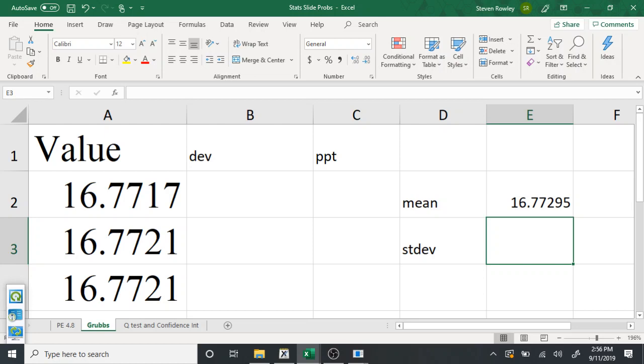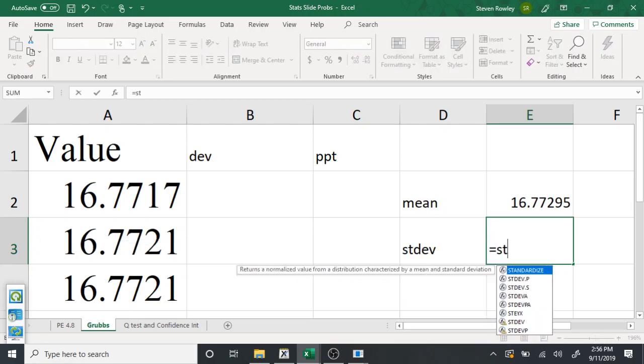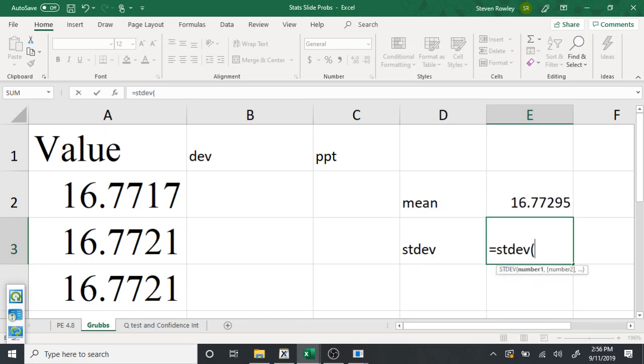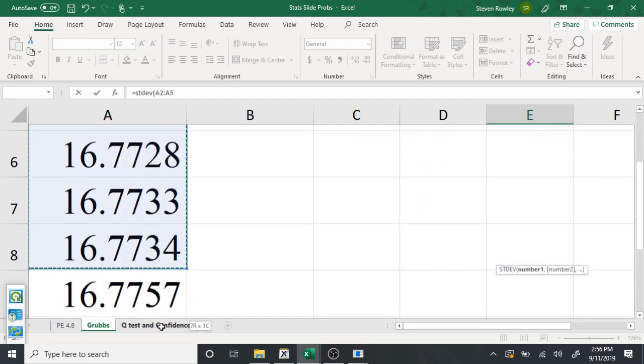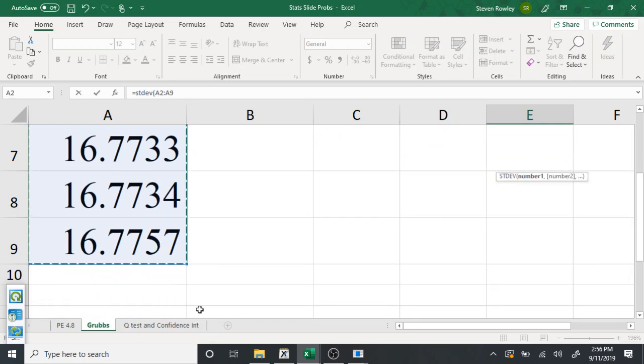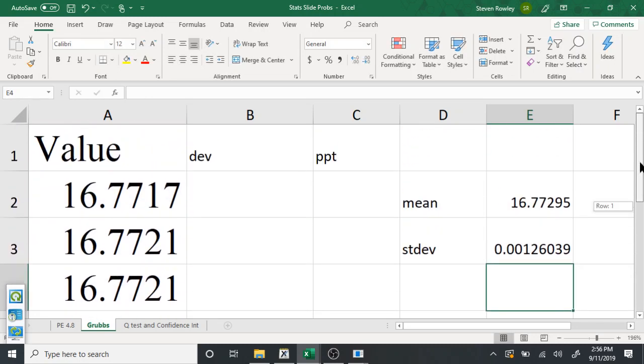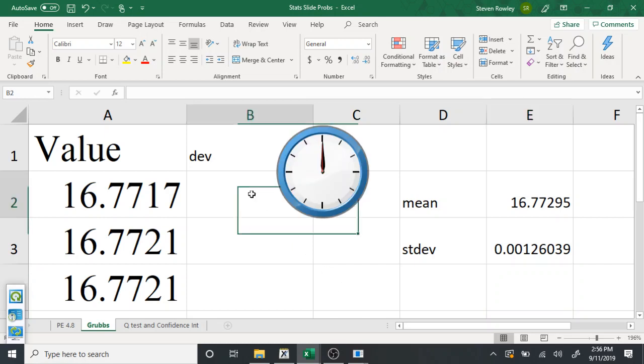Okay, let's do the same with standard deviation. Equals... okay, so there's my average and my standard deviation. Now, how do I calculate deviation? Deviation was the average. Yeah. So I'm going to go over here.